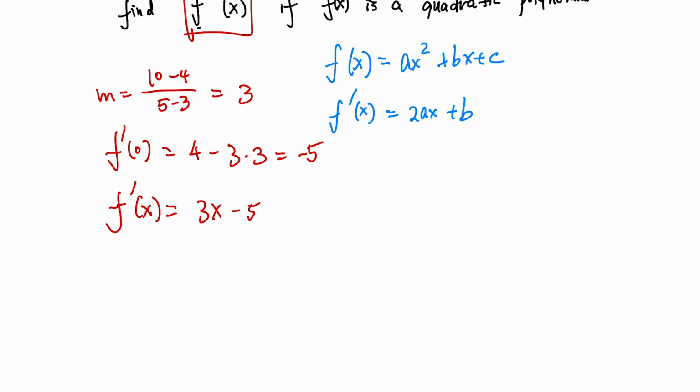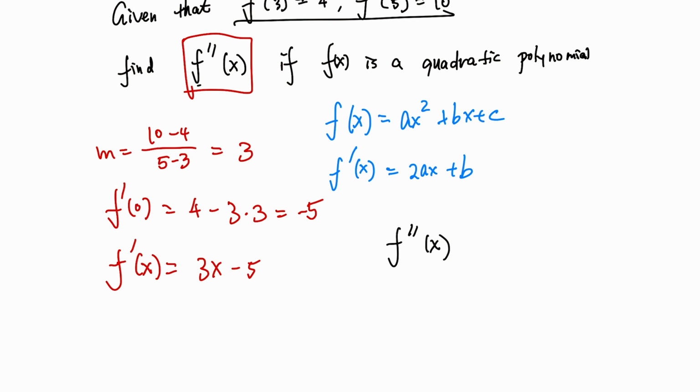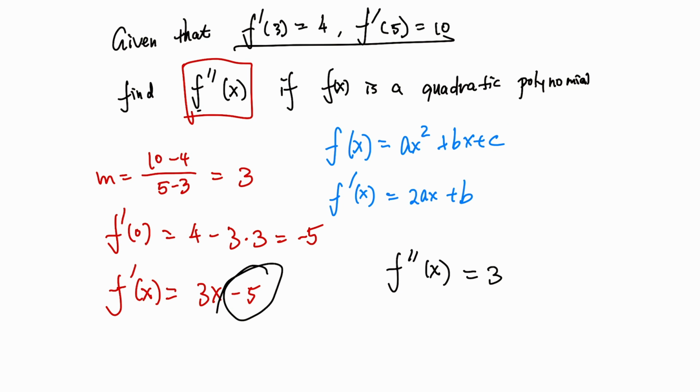So if we want the derivative on top of that, we just have f double prime of x, which is equal to just 3. Actually, you don't even need to find the y-intercept, because you know that's just the slope, and the slope of a linear function would just be the double prime of x.